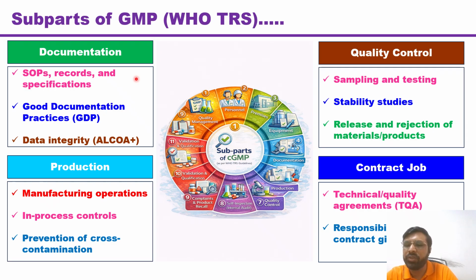The next one is contract job. Technical quality agreement is a very important fundamental. Nowadays, regulators are also asking for technical quality agreements with the service providers and the suppliers. The purpose of technical quality agreements is to mention the responsibilities of both the parties, like contract giver and contract receiver, so that ambiguities will not come when we are doing the commercial transactions.